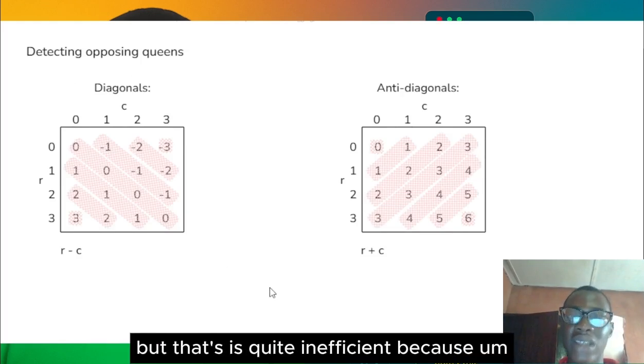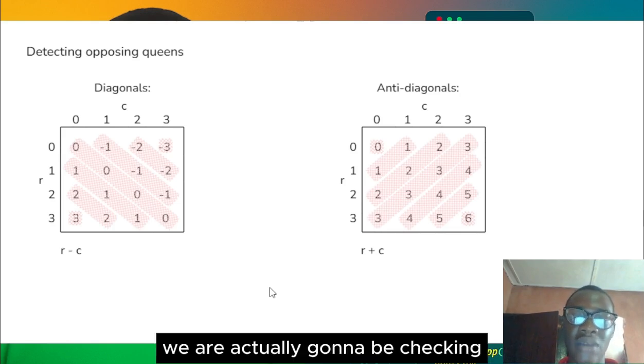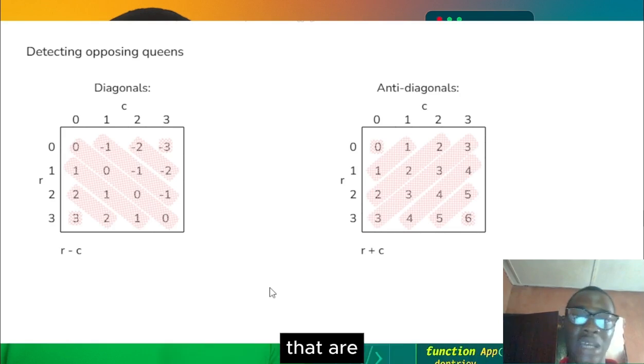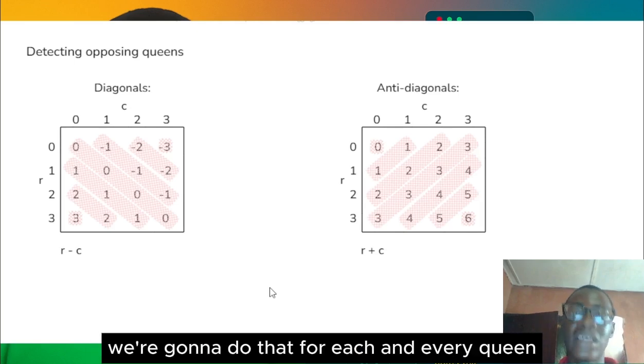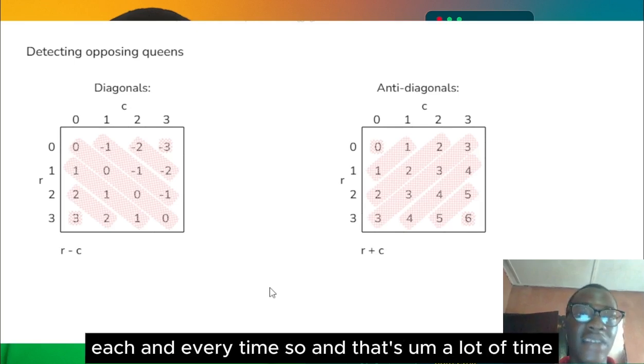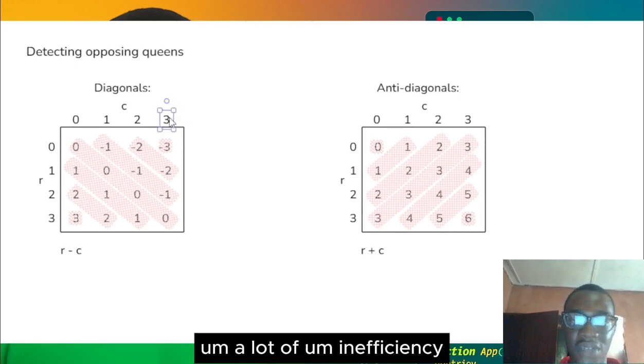But that is quite inefficient, because we are actually going to be checking that for each and every queen, each and every time we're even trying to place it. We're going to do that for each and every queen each and every time. And that's a lot of time, a lot of inefficiency.